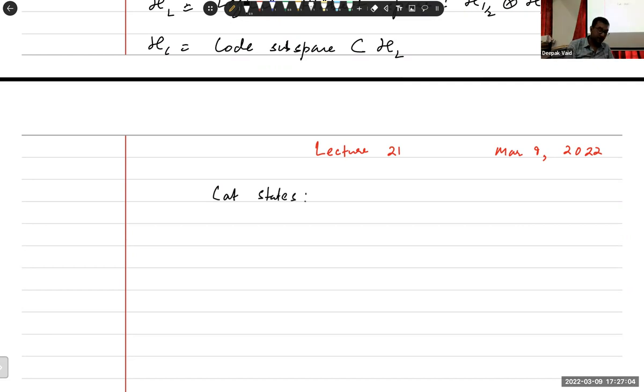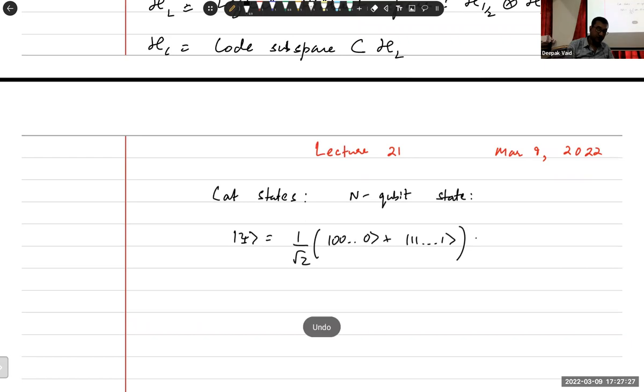So typically, if you have an n qubit state, which looks like this, something like 1 by root 2, all zeros and all ones. So first of all, this is a highly entangled state, right? You cannot factorize it, right? So it's highly entangled.